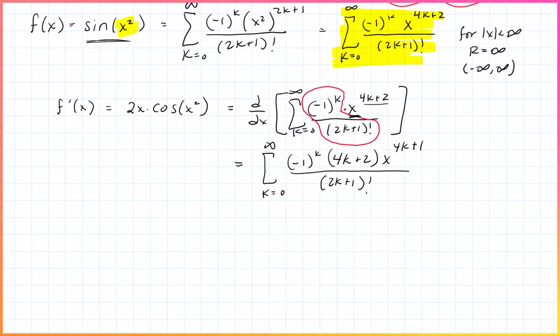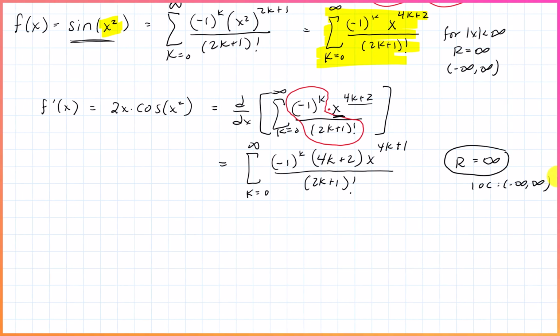Now, that is our power series representation for the derivative, and that is going to hold true for a radius of convergence of infinity and an interval of convergence from negative infinity to infinity, because when we differentiate and integrate a power series, its radius of convergence stays the same. But we could leave it just like that.